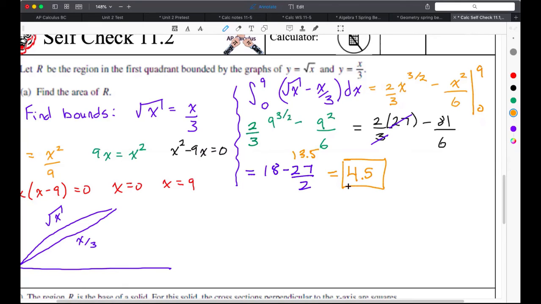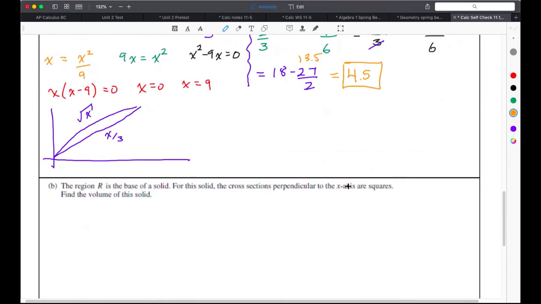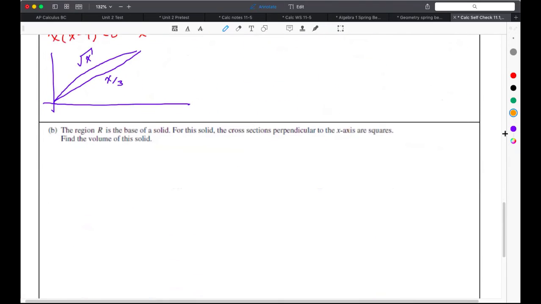All right, that was part A. Let's do part B. We have 4 minutes left before you can take your break. So we have square cross sections. Square cross sections, again, is top minus bottom quantity squared. So the integral between 0 and 9 of top, square root of x, minus bottom, x over 3, quantity squared dx.